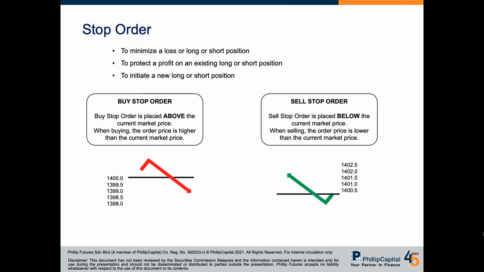Okay, next we have the stop order. A stop order is an order to buy or sell a stock at the market price once the price has traded at or through a specific price. If the price reaches the stop price, the order becomes a market order and is filled at the next available market price. A stop order is able to minimize a loss on a long or short position. It can also be used to protect a profit on an existing long or short position, or to initiate a long or short position. So the main function of a stop order is to limit the risk on your long or short position.